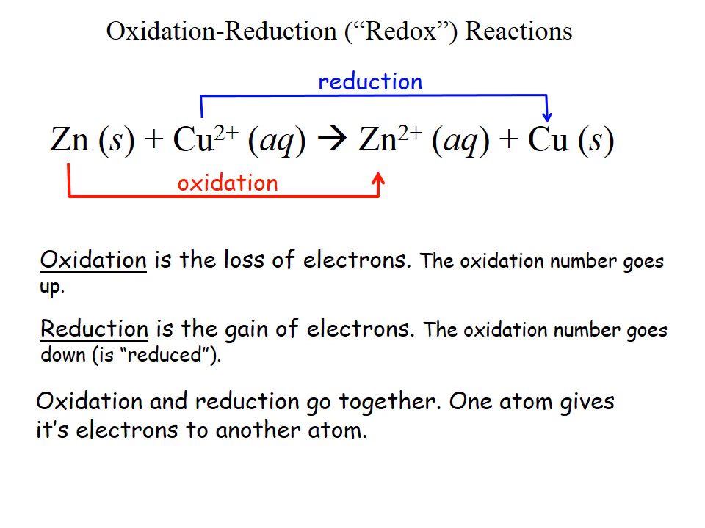So that's what this is saying at the bottom. Oxidation and reduction go together. One atom gives its electrons to another atom. So in this case, at the top, 2 electrons are transferred from zinc to copper 2.